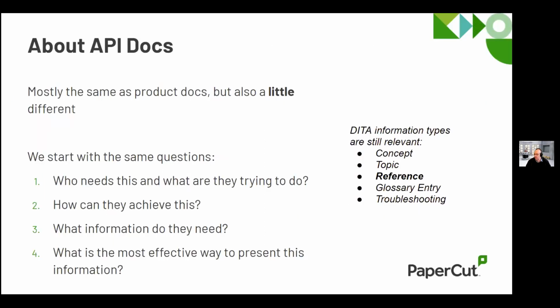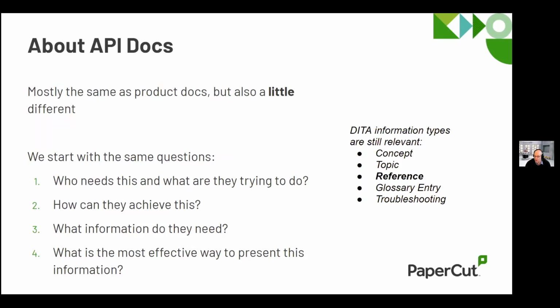Now, when you write API documentation, unfortunately, often you will see a reference document that says, here are all the calls you can make, here are all the responses you get, and that's it. And that's not enough. You need to approach API documentation in a similar way to the way you approach normal product documentation. So, think about your audience. What do they need to achieve? What is the information they need?